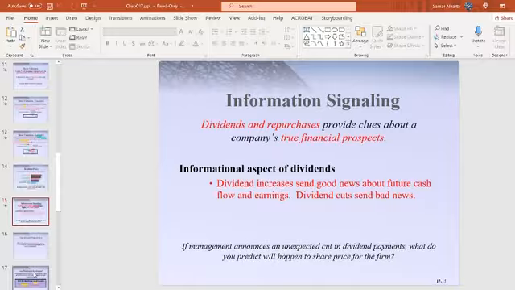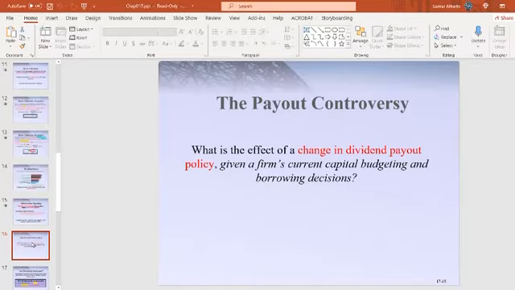Dividends send some information to the market, but we have some controversy here. What is the effect of a change in dividend payout policy given a firm's current capital budgeting and borrowing decisions? Now, sometimes companies cut the dividends, but they cut them for a good reason. For example, they want to use the money to invest in more projects. They have more opportunities. Why would they want to distribute it? They don't want to distribute the money. They will invest it in many projects. Then the stock price will even go up, and shareholders will be happy also, right?